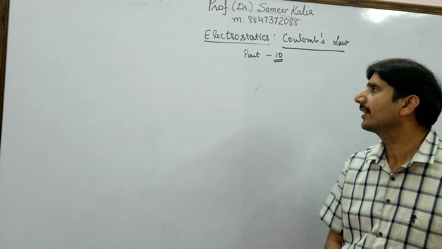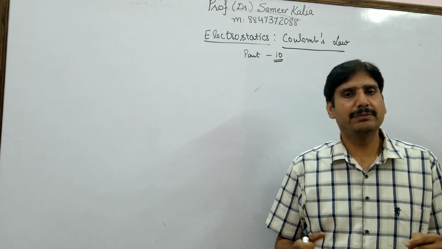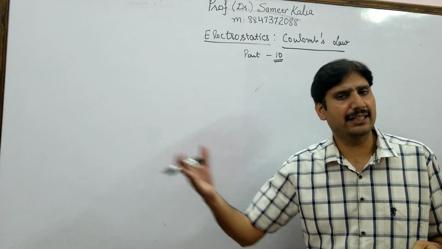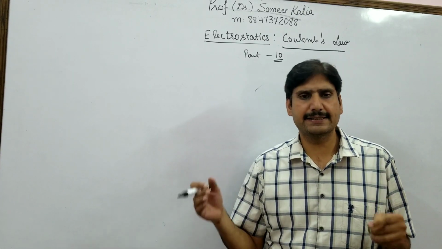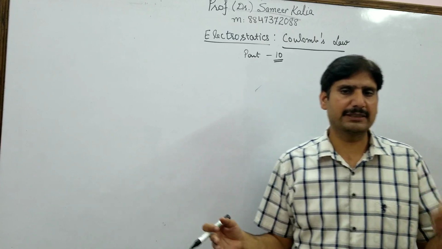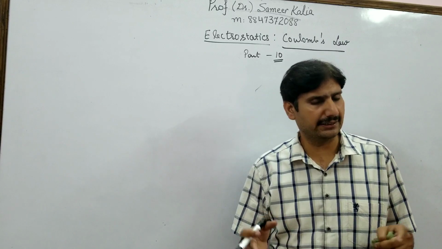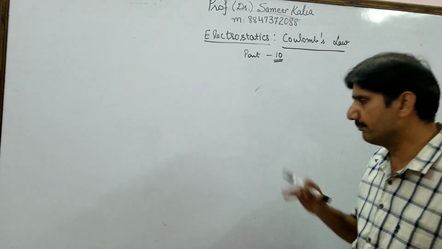Welcome back. In this part of this lecture series, I will be trying to find out the electric field due to a dipole at an arbitrarily far off point. That means we are considering the distance of that point of observation from the center of the dipole quite large in comparison to the length of the dipole. Let's find out the electric field due to this dipole.